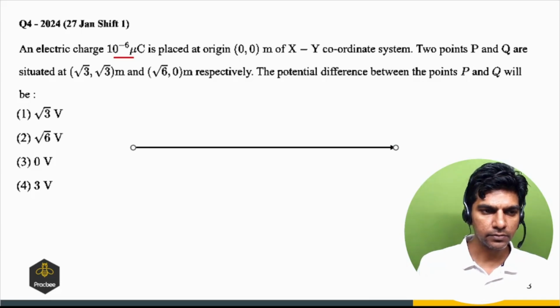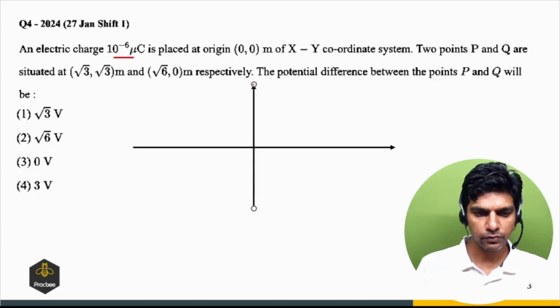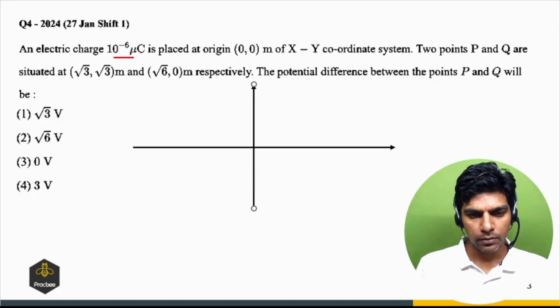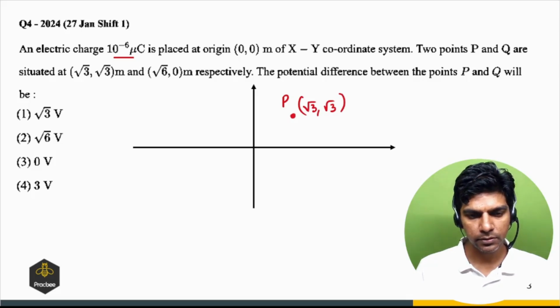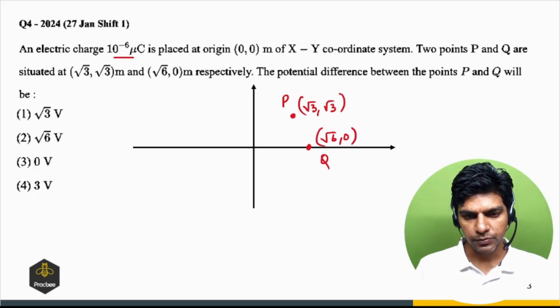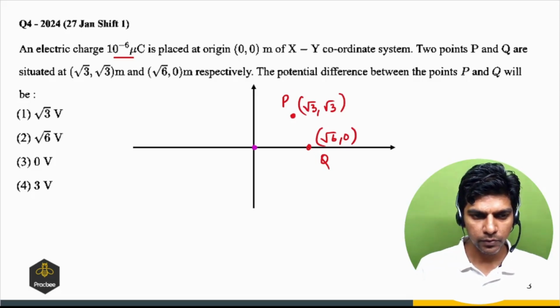This is the x-axis and this is the y-axis, and we have given 2 points P and Q. So this point is root 3, root 3, and Q point is root 6, 0. That is Q. The potential difference between point P and Q will be, so we have given a charge of 10 raised to power minus 6 microcoulomb is placed at the center.